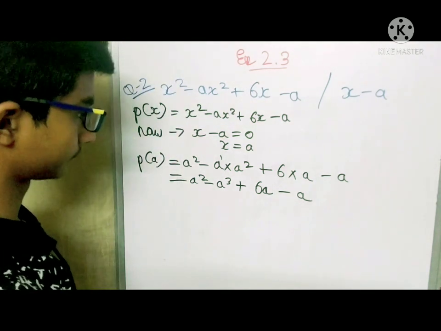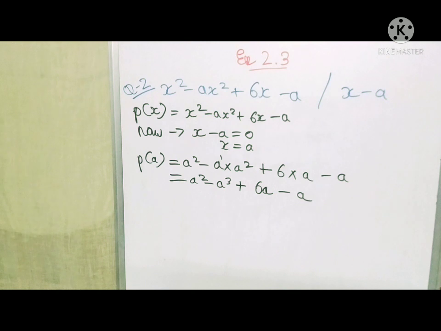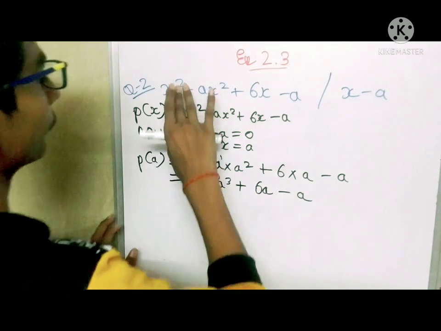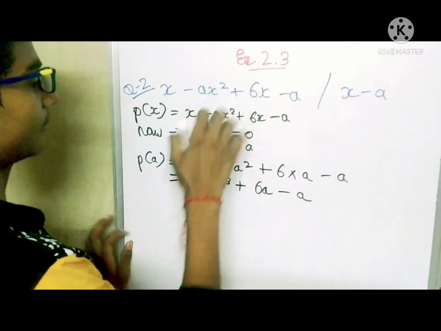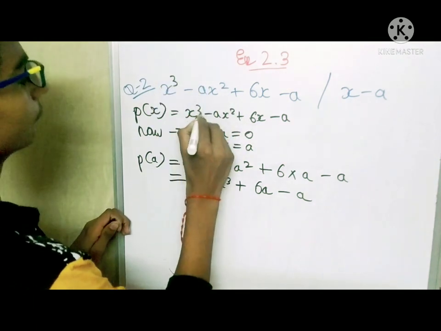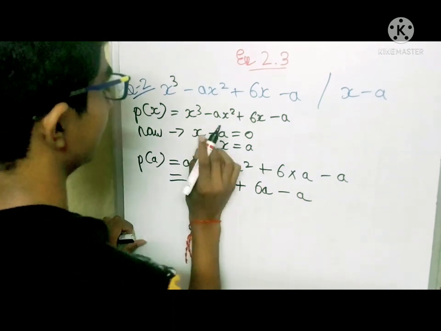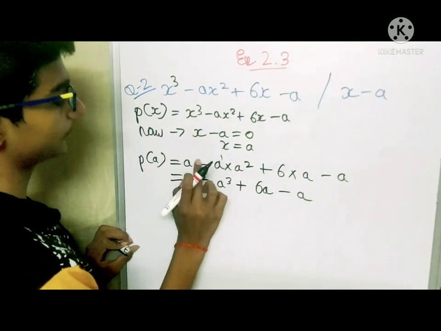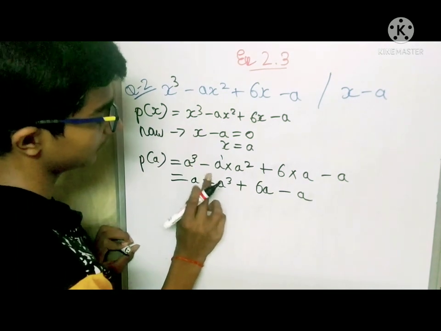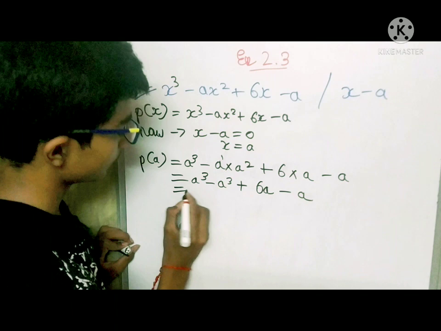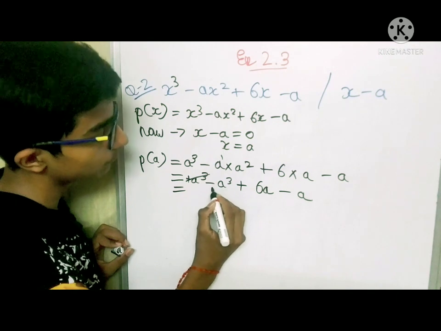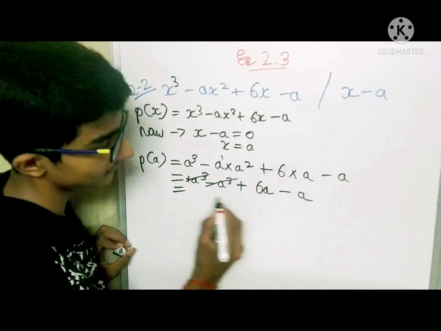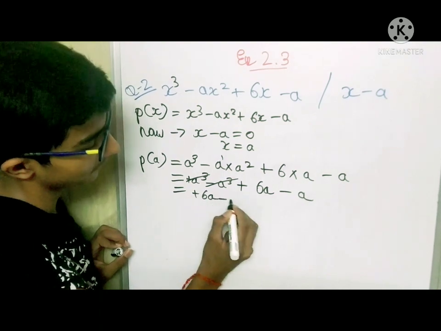Sorry. In the question I was checking this, that in the question it is actually given x cube. So here it will be x cube. So here this will also be a cube and this will also be a cube. Now no sign is given here, that means plus is here. Plus a cube minus a cube is cut, so plus 6a minus a.